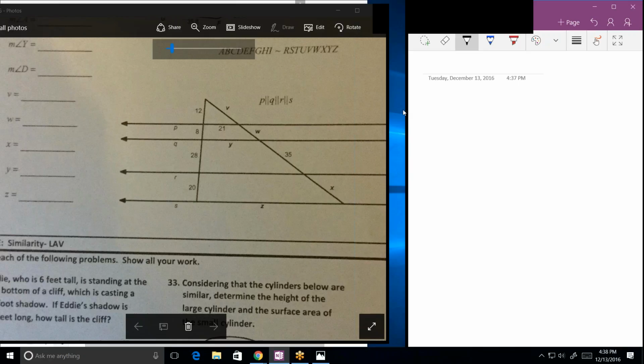So what did you do? You said... I know. So I did cross multiplication. So I got 21 times 4 equals 84. Give me the ratio. Cross multiplication can come from many different ratios. Give me the ratio you set up.